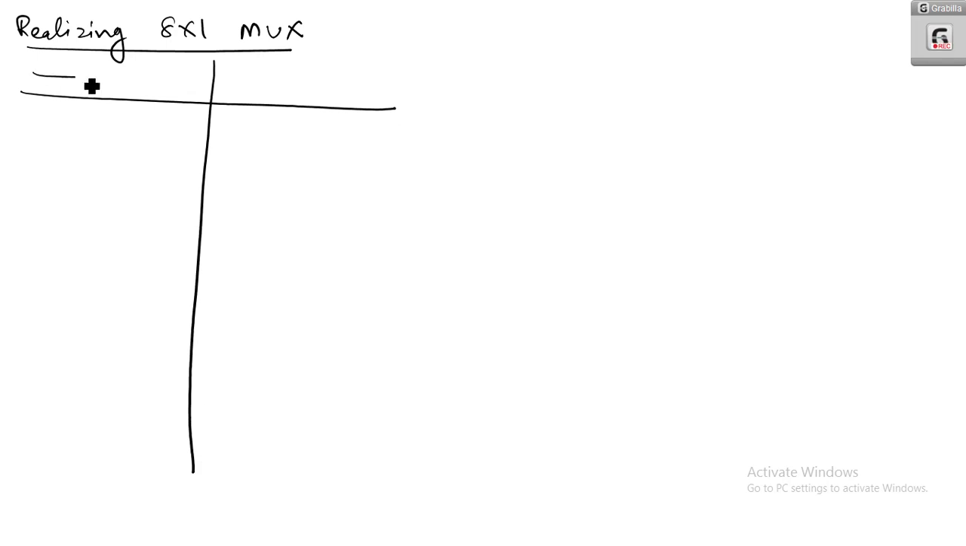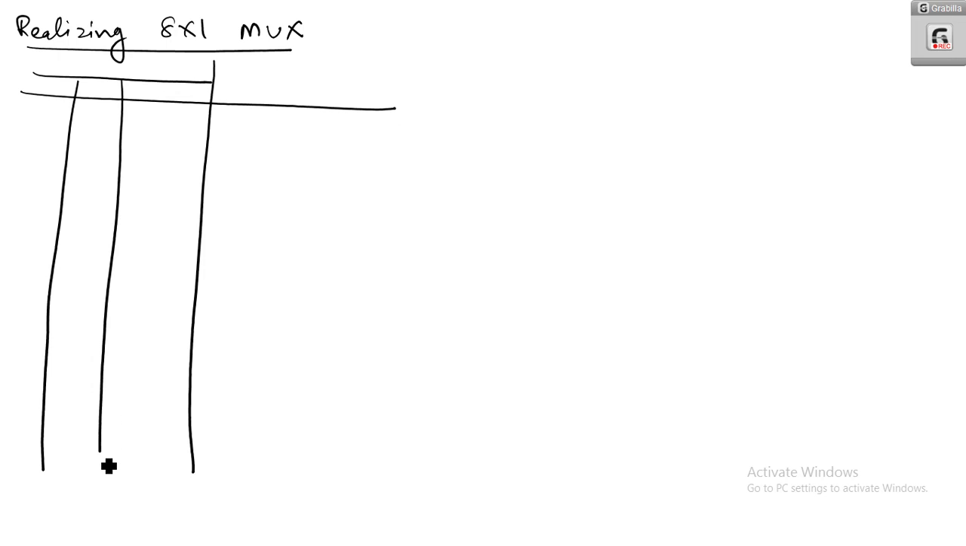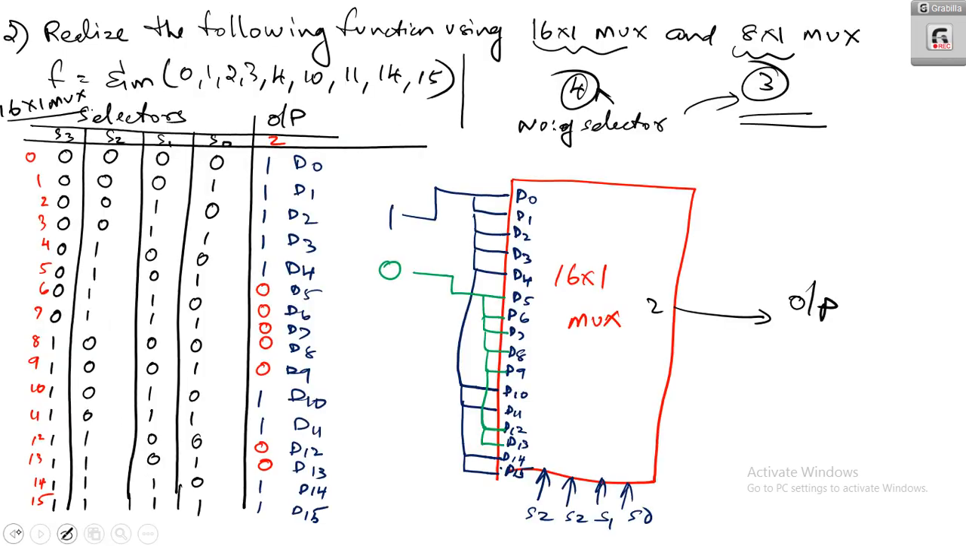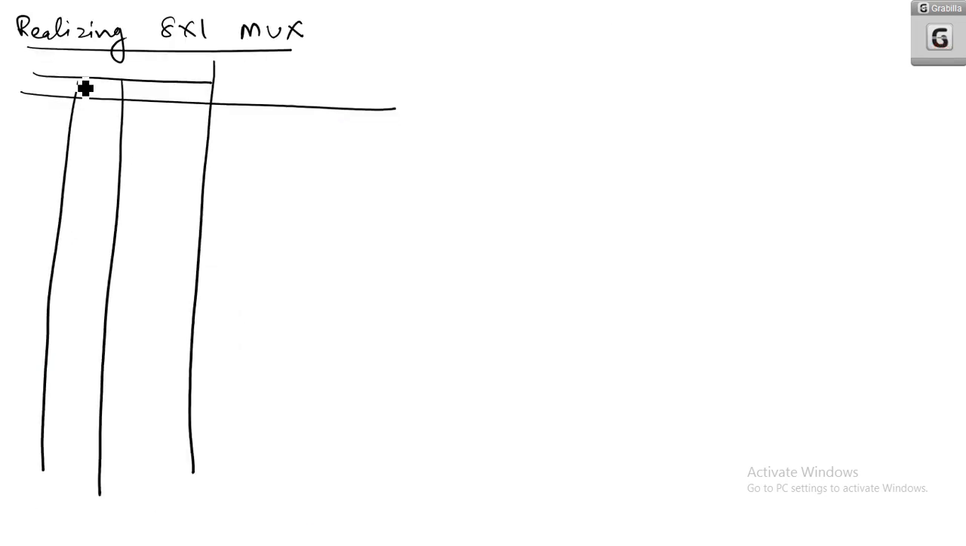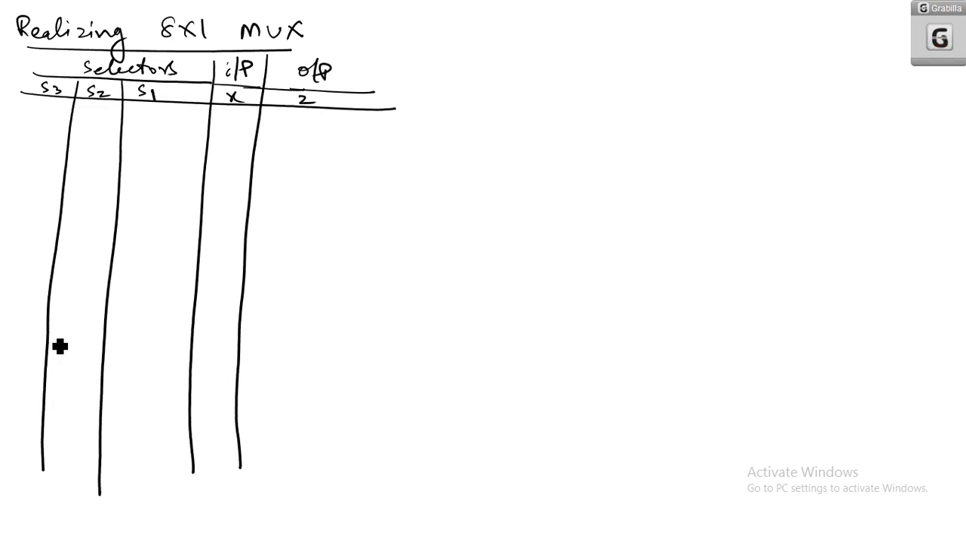So I am having selectors S3, S2 and S1 only, and I am taking another input, say X, and the output is Z. So I am just drawing the truth table first, then we will go further.